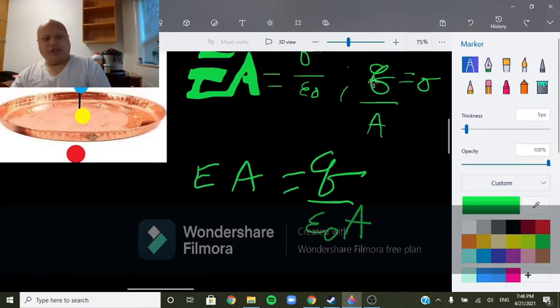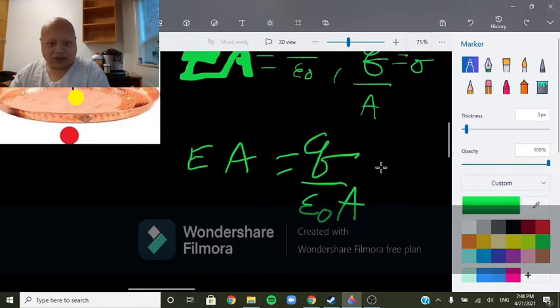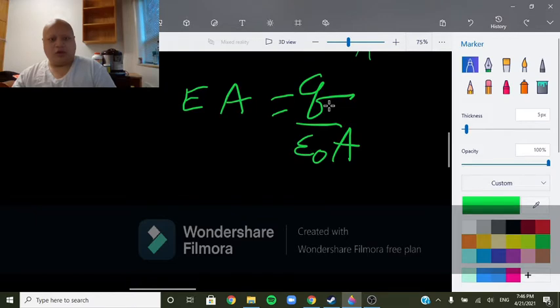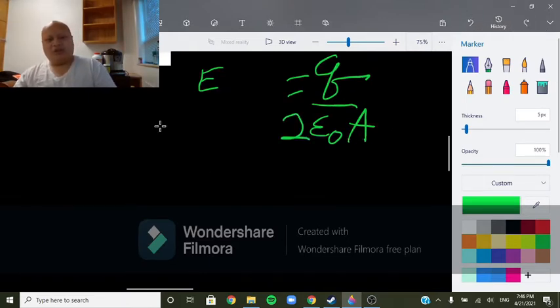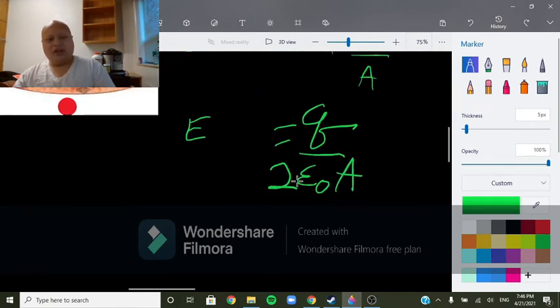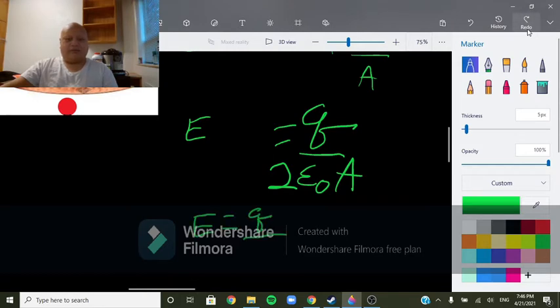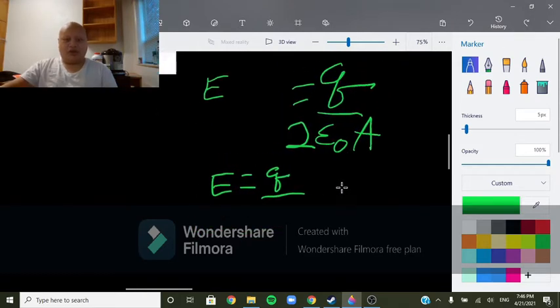If you plug in Q over A for sigma, now EA is equal to Q divided by epsilon naught. And now you divide both sides by the surface area of this copper plate, and it would just be 2A, and I just put the 2 before the epsilon. The number should go first since it looks better in my opinion. But yeah, numbers before letters. So anyways, this turns the equation.